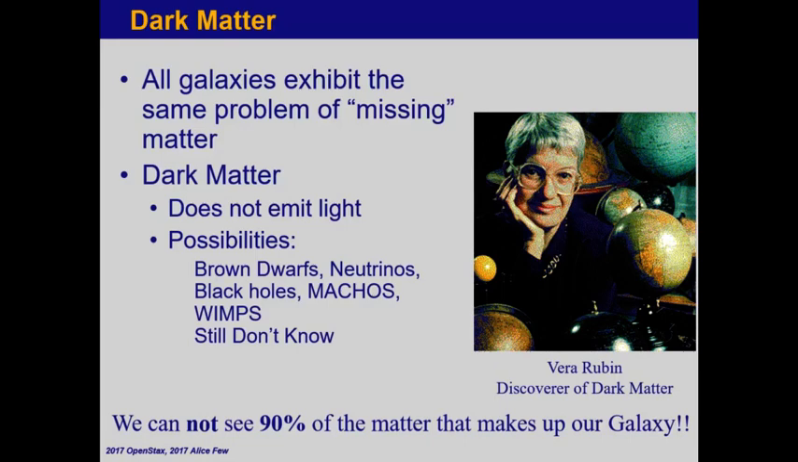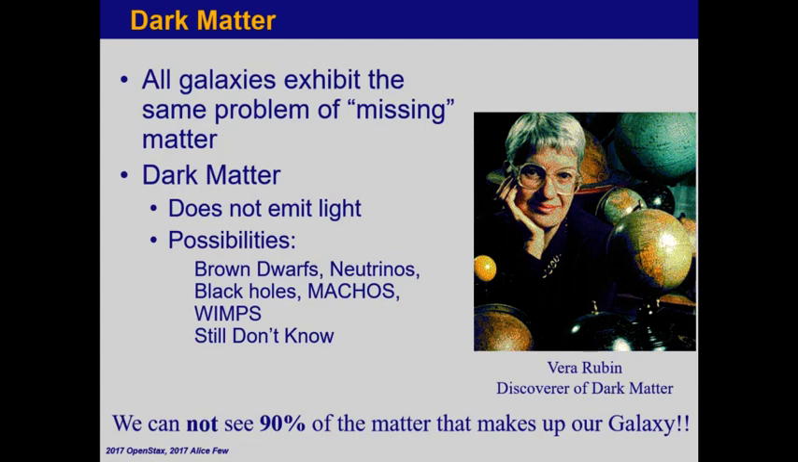I mean, it could be brown dwarfs and rogue planets, but you'd have to have so many of those to make up the amount of mass that you would have. Neutrinos coming from the formation of stars is a possibility, but again, you'd have to have a whole lot of them. Same thing with black holes. Anything, you'd have to have a lot of them.